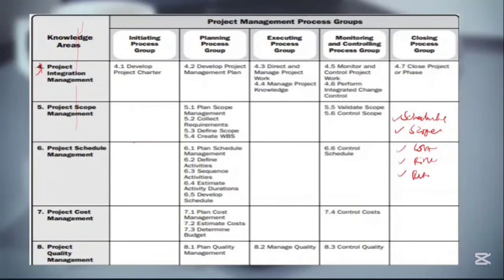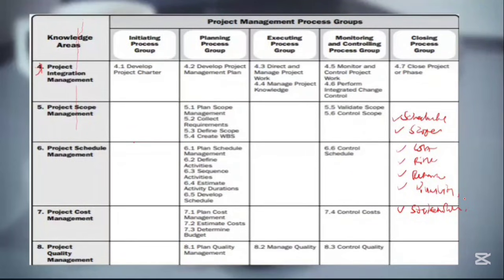We talked about resources. Another knowledge area is resource management. We talked about quality. Another knowledge area is quality management. We talked about customer satisfaction. All right, so we'll place it with stakeholder management. Okay, that's another knowledge area.